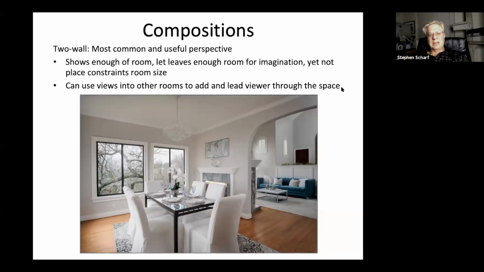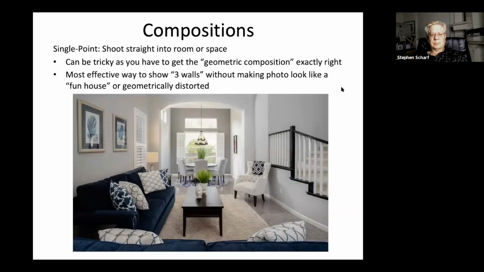And you can use it, as I've shown here, to have views into other rooms that help lead the viewer through the space that you're trying to photograph. So here you see a nice, this was a house I shot in January. It's a big 4,000 square foot mansion in an elite golf club community type of place. And you can see the dining room here, and you can see into the living room as well. So this is a classic two-wall perspective.